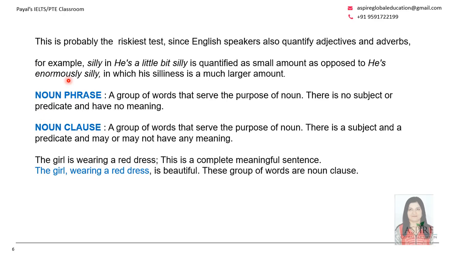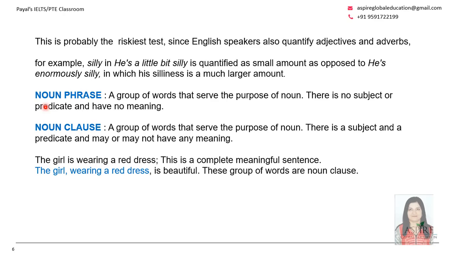Okay. Now, for example, silly in he's a little bit silly is quantified as a small amount, as opposed to he's enormously silly, in which his silliness is a much larger amount. Here, this part of speech is different, and if you see these words, bit and enormously, they are used to quantify how silly he is. So this also defines the quantity of his silliness.